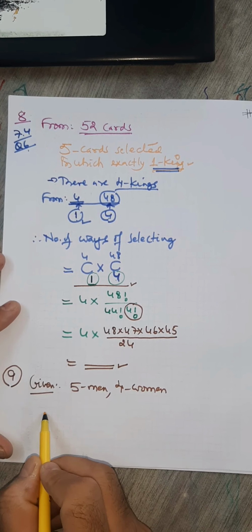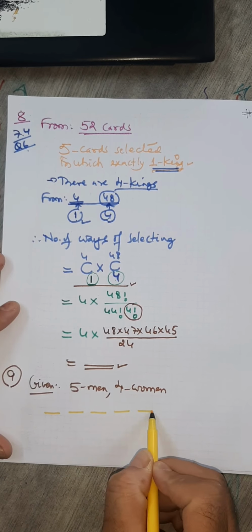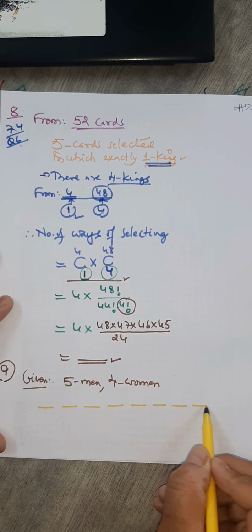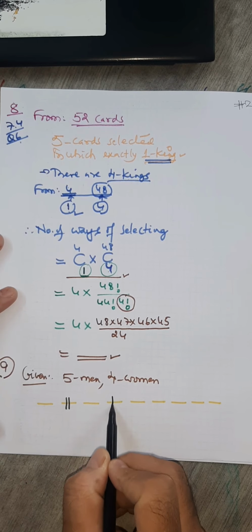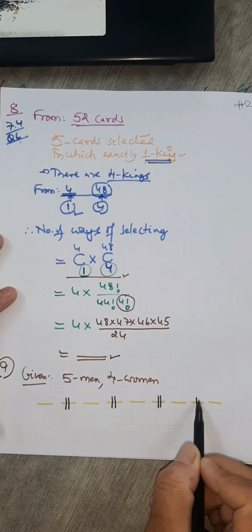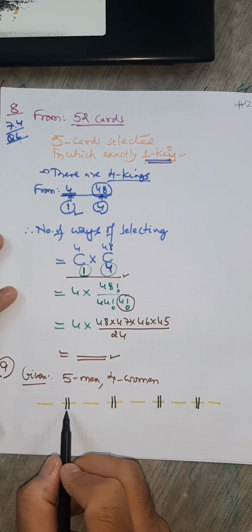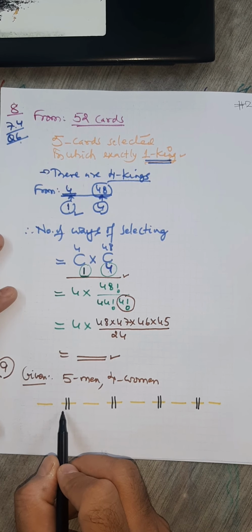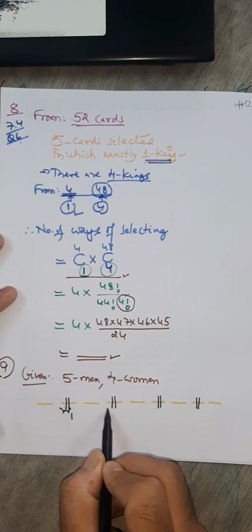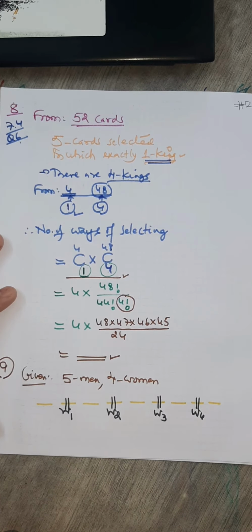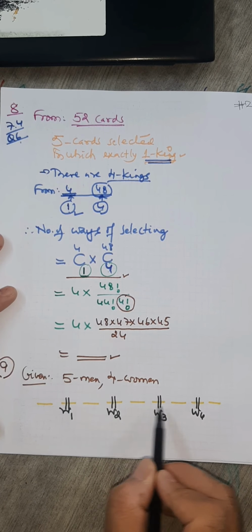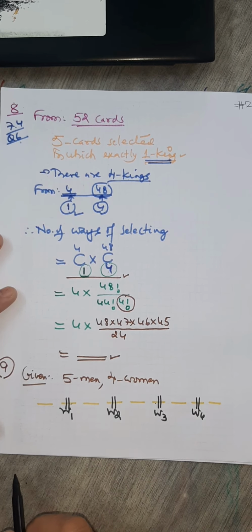How many places? 1, 2, 3, 4, 5, 6, 7, 8 and 9. There are 9 places. Now even places should be occupied, so 2nd, 4th, 6th and 8th must have a woman, remember. That's what you are given. So W1, W2, W3 and W4. For women the positions are fixed. How many ways can the 4 women at 4 positions be arranged? 4P4, that is 4 factorial.